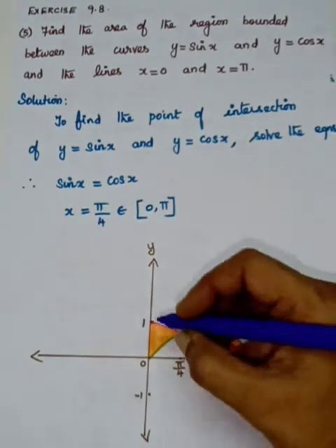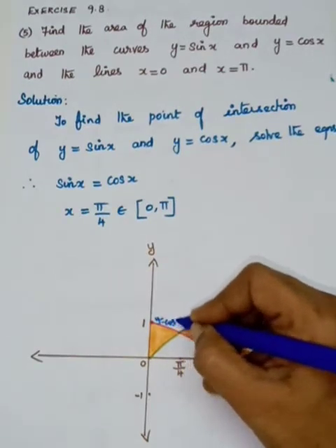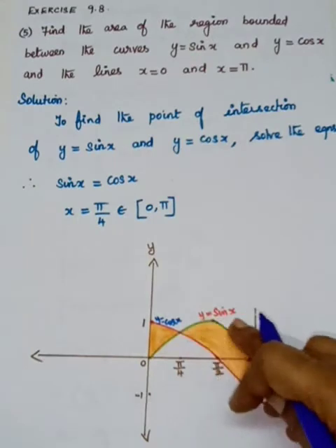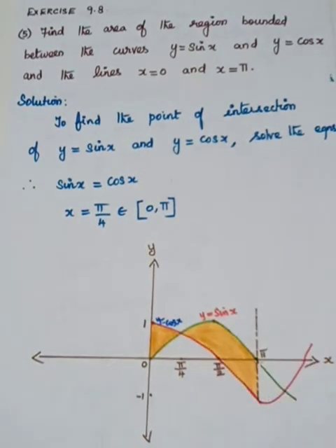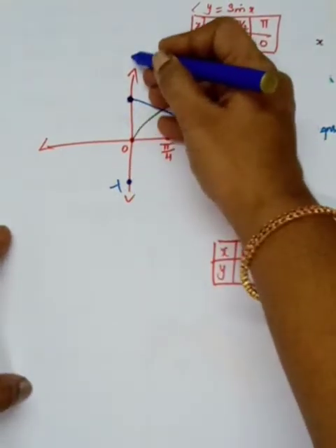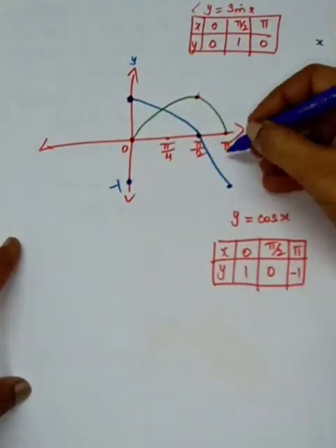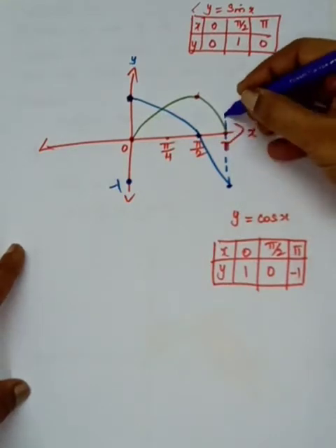So this is your y is equal to cos x. The green color curve is y is equal to sin x, and this is y is equal to cos x. So what are the lines given? X is equal to 0 and x is equal to pi. So x is equal to 0, this is the line, that is y axis, and x is equal to pi. So you have to draw this line, x is equal to pi.